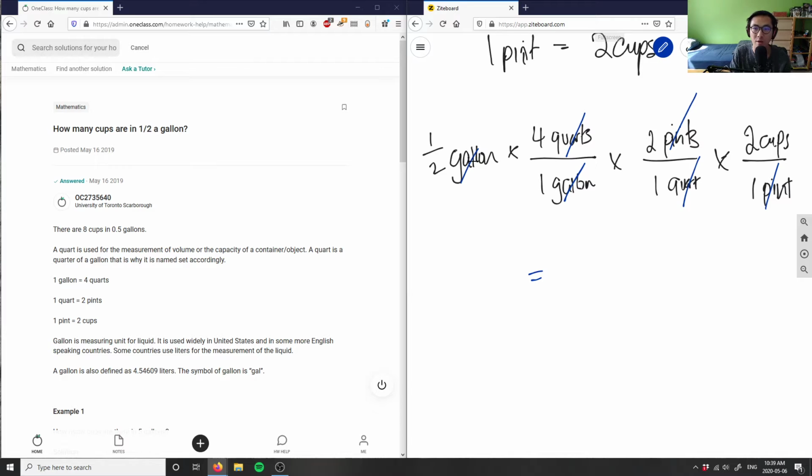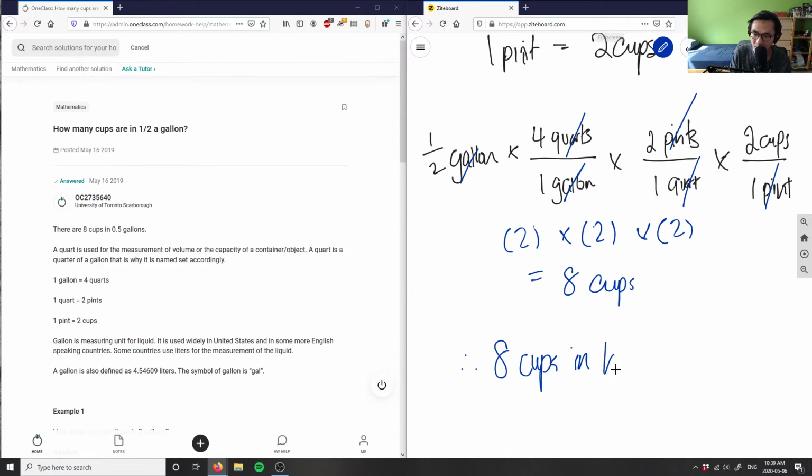So if I multiply half by 4 here, that's going to give me 2. So I have 2 times 2 pints times 2 cups, right? 2 times 2 is 4, times 2 equals 8. So I have 8 cups. So therefore, there are 8 cups in half a gallon. And this here is my solution.